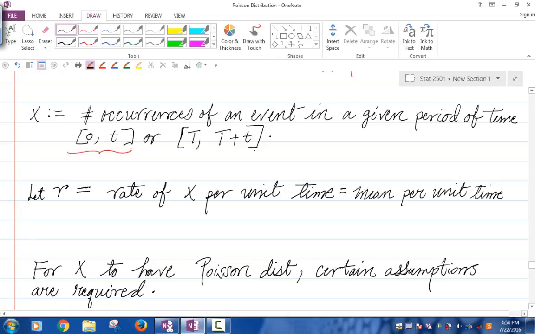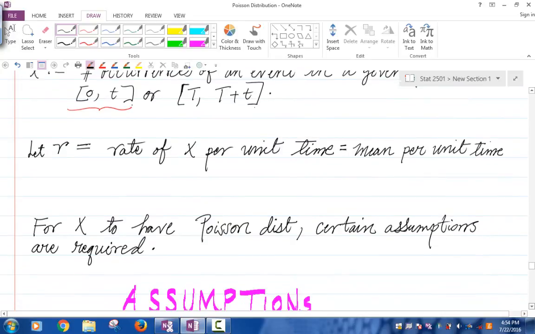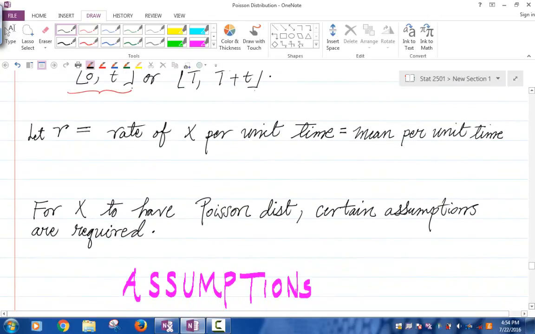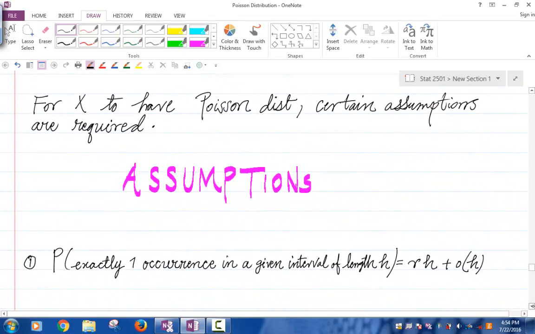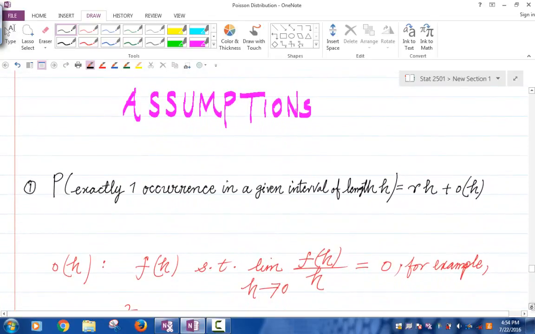Now, for X to have a Poisson distribution, there are three assumptions that are required. So let me describe the assumptions now. Assumption number one is that the probability of getting exactly one occurrence in a given interval of length h is equal to r times h plus little o of h.